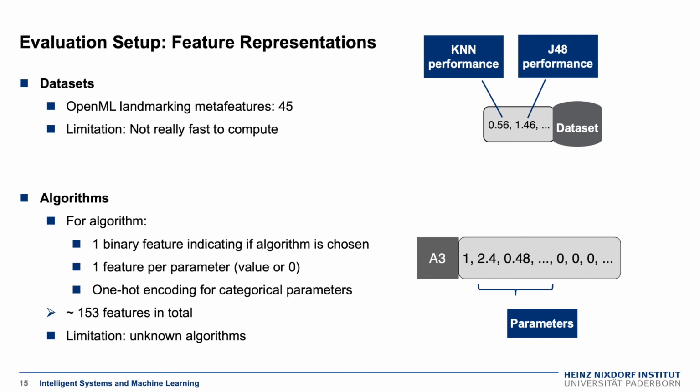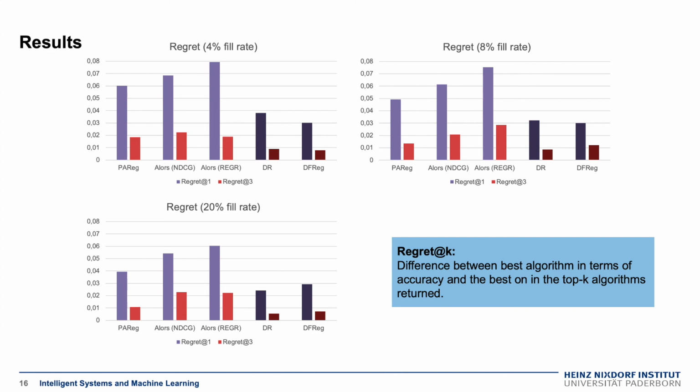However, this representation has a limitation because so earlier I talked about the advantage of being able to scale to unknown algorithms. That doesn't work here anymore, right? Because then you would need to extend the feature vector. Okay, let's have a look at the results.